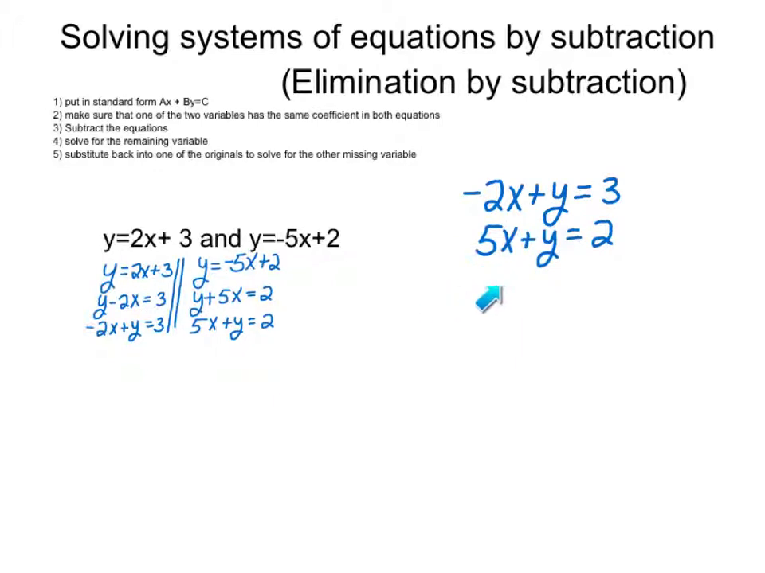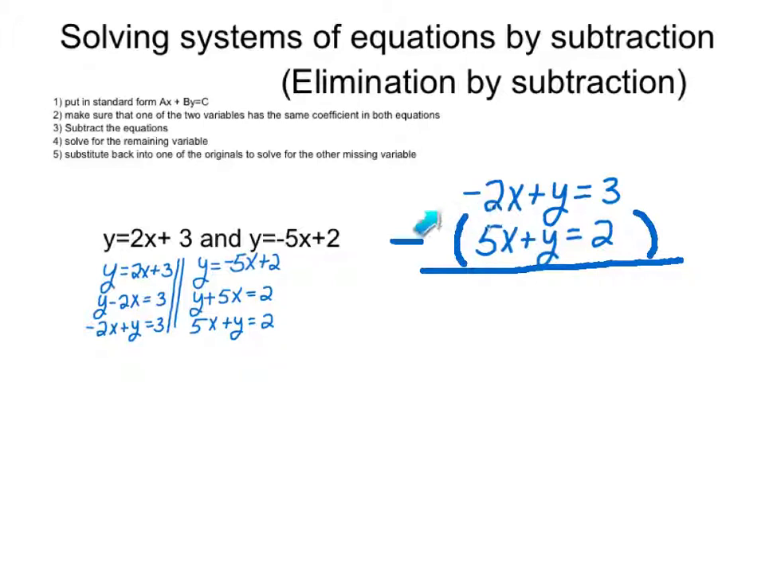So now we have them vertically stacked. The next thing to do is to subtract them, and we're going to subtract by drawing a line underneath both equations, putting parentheses around the bottom equation, and writing a subtraction sign to the left. Then we're going to subtract vertically, being sure to remember that the negative sign distributes to the 5x, to the y, and to the 2.